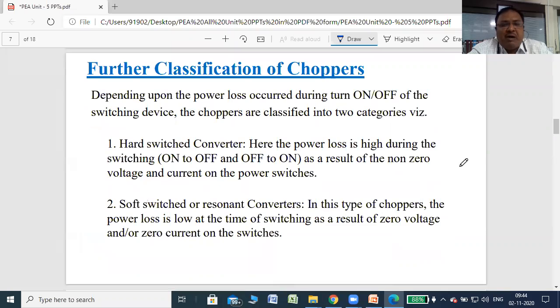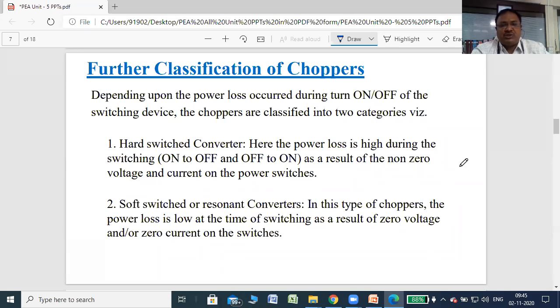Depending upon the power loss occurring during on and off of a switching device, the choppers are classified into two categories. The first is the hard switch converter. Another is the soft switch converter. In the hard switch converter, the power loss is high during switching, that is on and off, as a result of non-zero voltage and current on the power switches. So in this particular converter, sometimes your output voltage is zero, right?